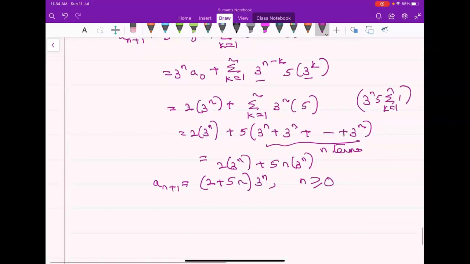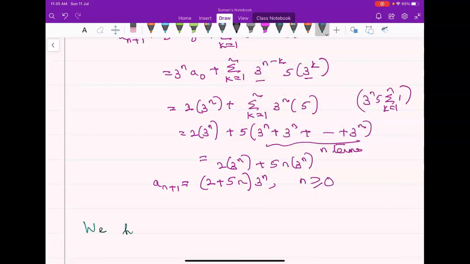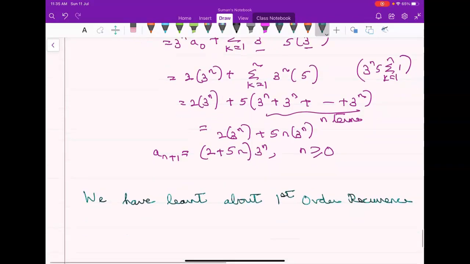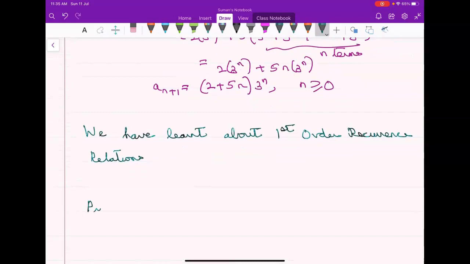So we have learnt about recurrence relations. What all have we learnt? A little about first order recurrence relations. So this is recurrence relation of the first order, and we have also solved a few problems based on these, that is for homogeneous and non-homogeneous.